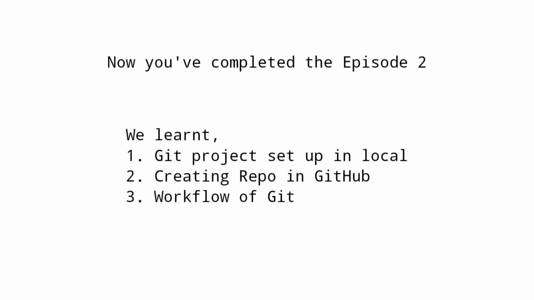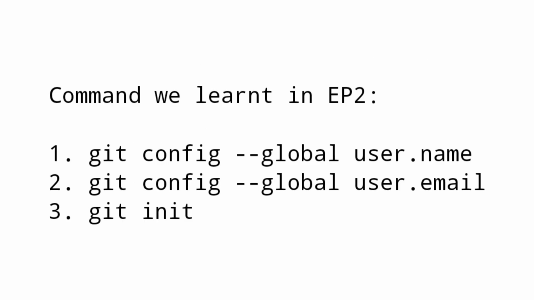So yeah, now you have successfully completed episode 2. Today we learned how to do project setup to work with Git. Then we created our first ever repository on GitHub. Then we understood how Git works entirely, like adding into the staging area and committing, etc. And these are the commands we covered in this video. If you want, take a screenshot of this and keep practicing.